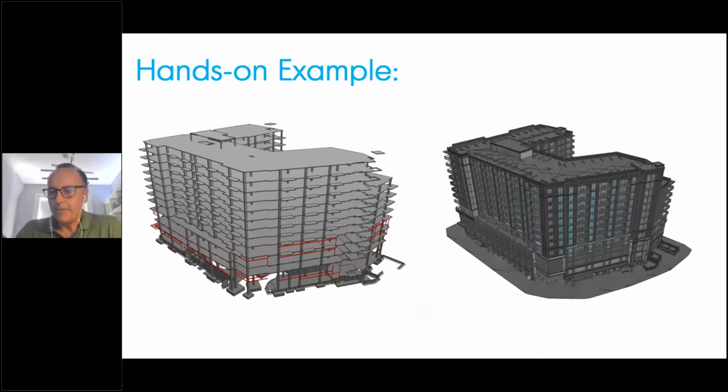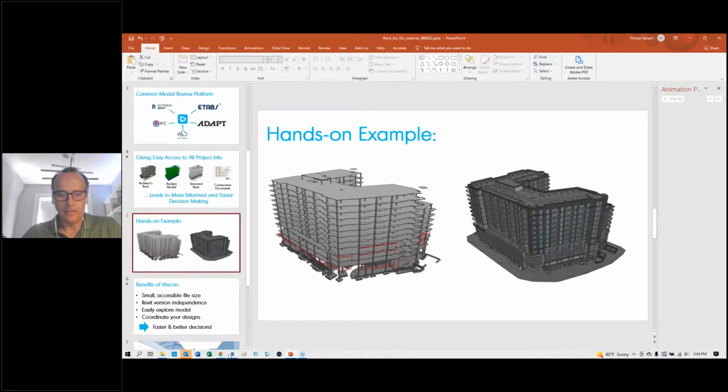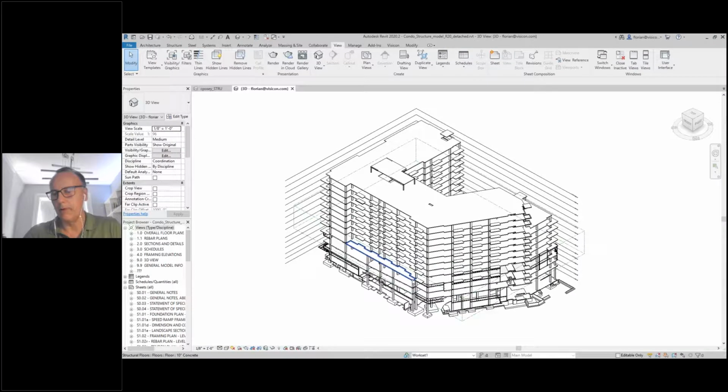So as a next step, we're going to go into hands-on modeling for the rest of the session. And we're going to start in a Revit model and then just go from there. So let's go, and I'm going to open up a Revit model. So I've picked a project where I have a structural and an architectural Revit model.